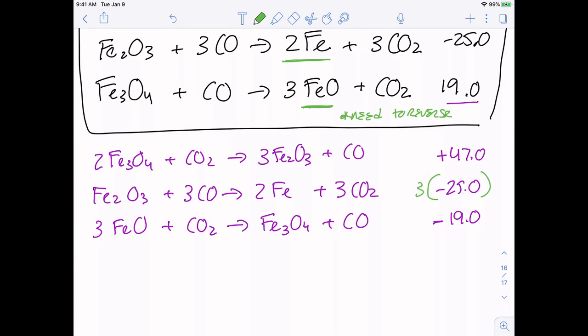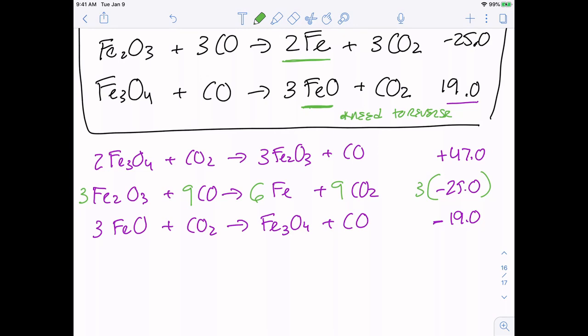So this is going to become a 3. 3 times 3 is 9, so let's actually just change that to a 9. 2 times 3 is 6, so that's going to become a 6. And then 3 times 3 is 9, so that becomes a 9. I know that my Fe2O3s are now going to cancel.